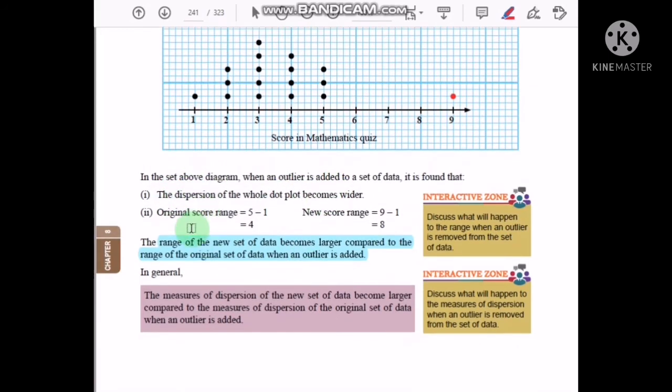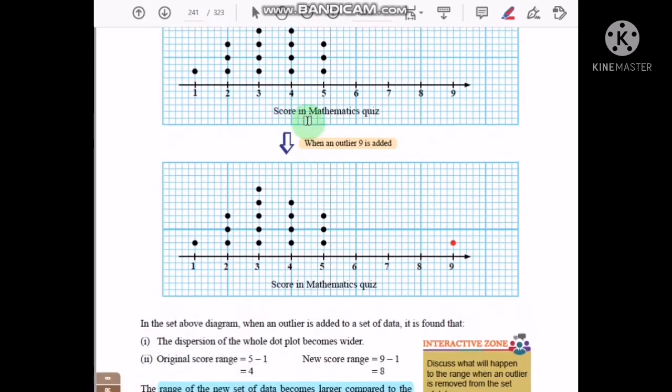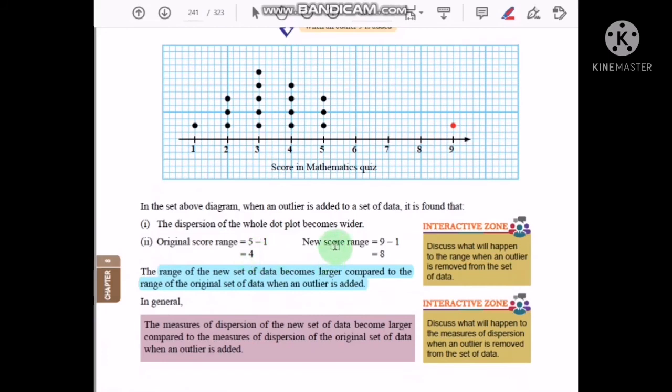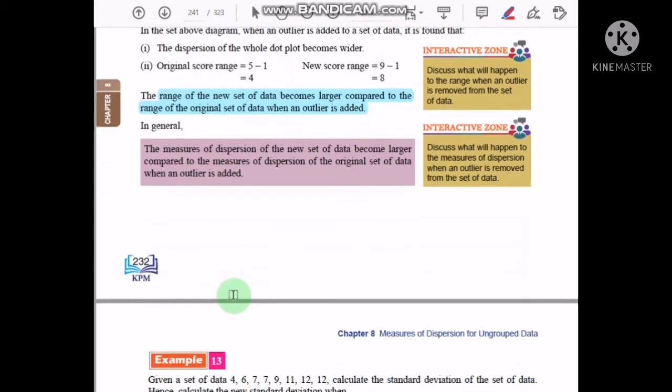So the original range, as you can see, is 5 minus 1, you get 4, and the new range is 9 minus 1, you get 8. So the range of the new set of data becomes larger compared to the range of the original set of data when an outlier is added. So look at the general conclusion here. The measure of dispersion of the new set of data becomes larger compared to the measure of dispersion of the original set of data when an outlier is added.